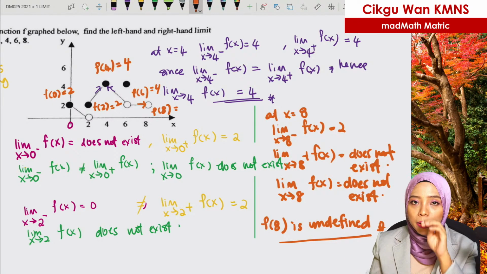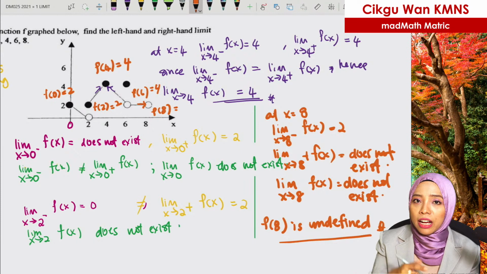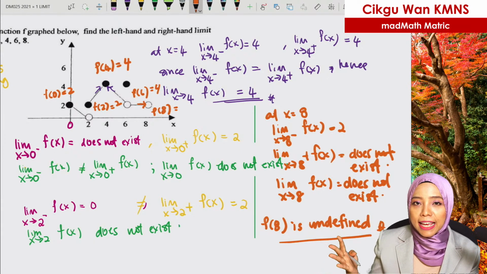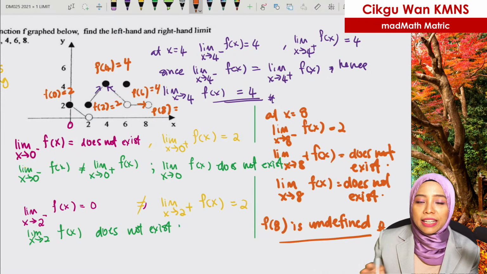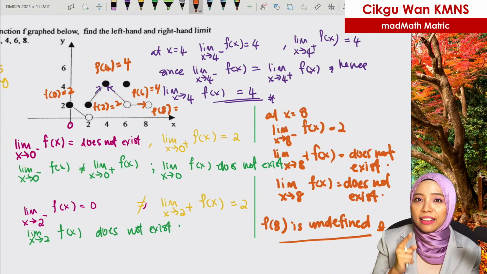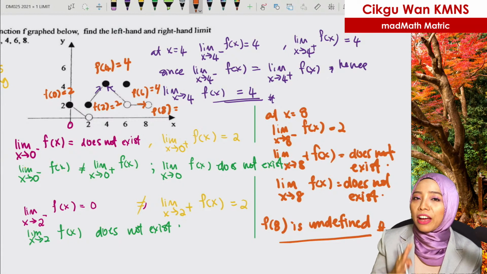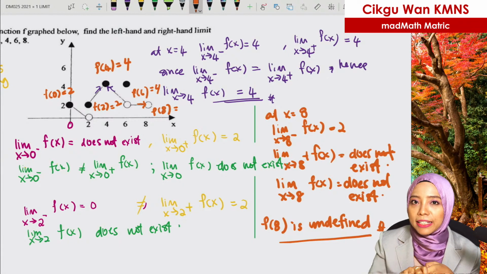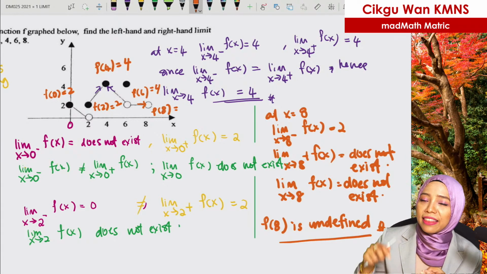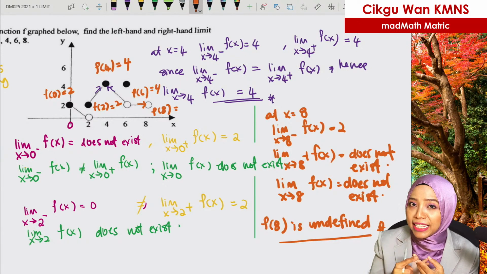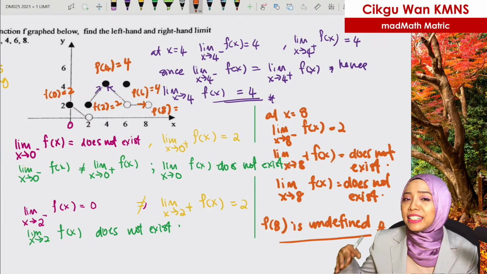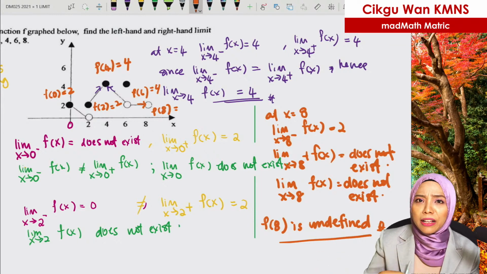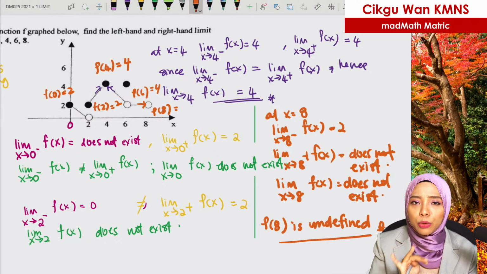Why do you care about undefined? Because later, after you enter SM015, you will learn continuity, where you have to check three items: first, whether the limit exists or not, then whether f(a) is defined, and then whether the limit equals f(a). But you don't care for now. For DM, don't care, not needed yet. Not included in your syllabus. Okay?